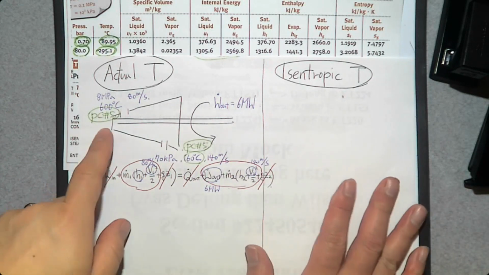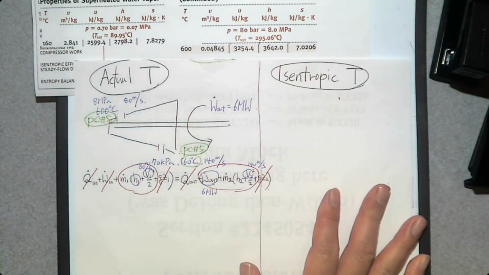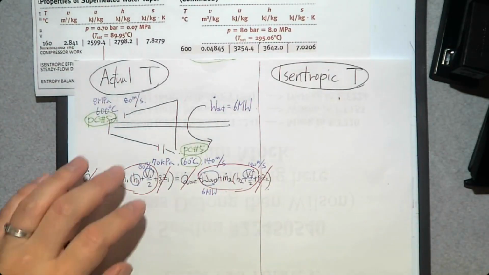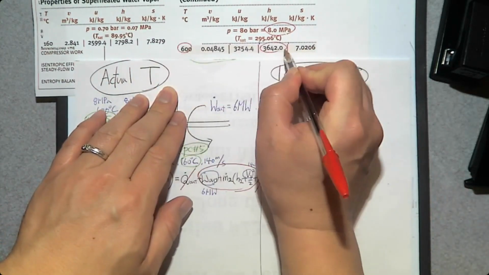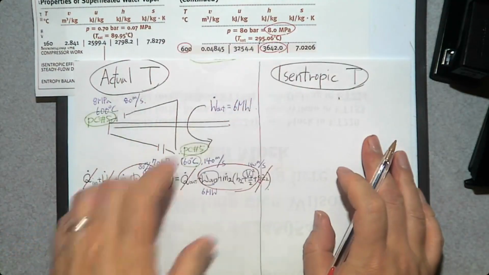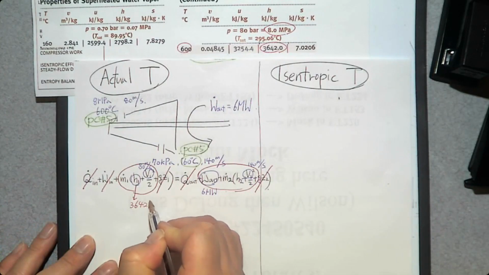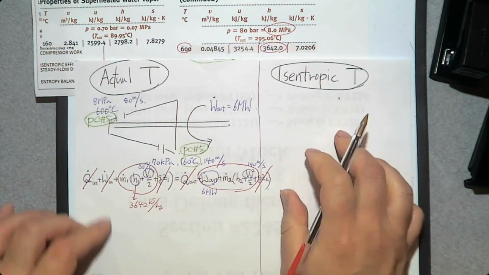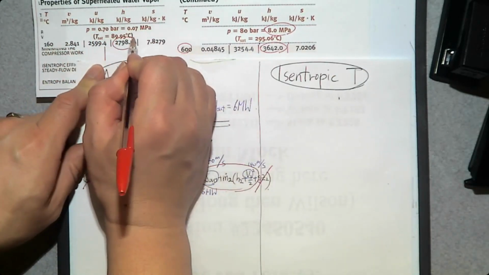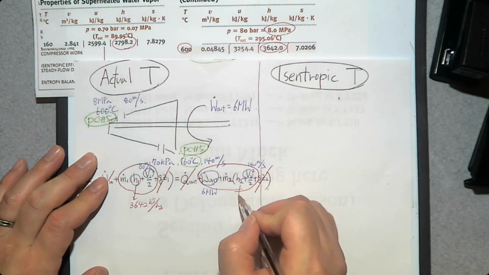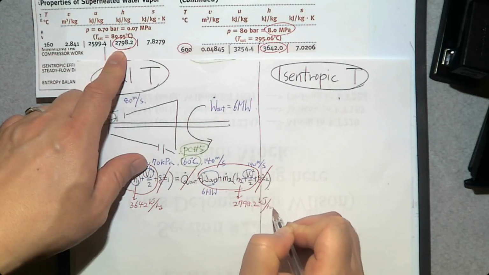So if you know that they are superheated vapor, you go to the superheated vapor table. So we have 8 megapascal, 600. What is h? 3,642. So this h is 3,642 kilojoule per kilogram. What about 70 kilopascal, 160? The h value is 2,798.2 kilojoule per kilogram.